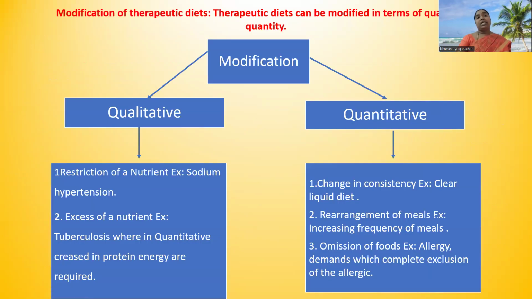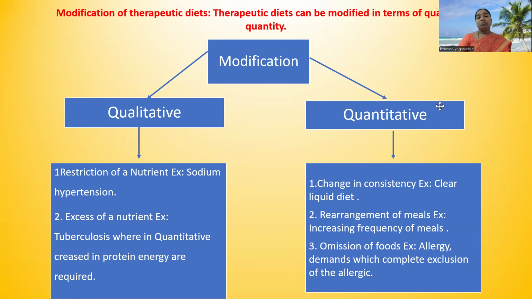Modification of therapeutic diets. Therapeutic diets can be modified in terms of quantity and quality. So we can modify in terms of two conditions, qualitative and quantitative. In terms of qualitative, there is restriction of some nutrients, for example, sodium in the condition of hypertension, and excess of nutrient in the condition of tuberculosis, while the quantitative is an increase in the protein and energy required.